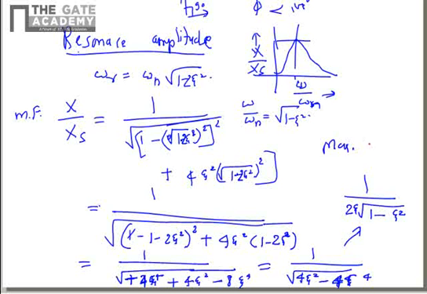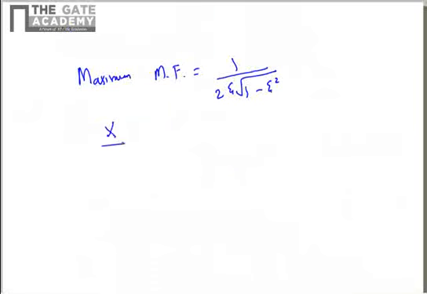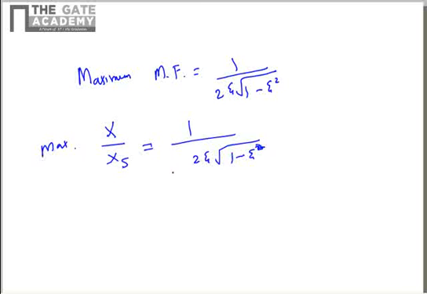So the maximum magnification factor is this value. The magnification factor is x by xs. It is maximum x by xs is equal to 1 by 2g square root of 1 minus g square, and so this is just a function of damping ratio for resonance, when the resonance occurs. The formula for resonance is omega resonance is equal to omega natural times square root of 1 minus 2g square for the forced vibration case.